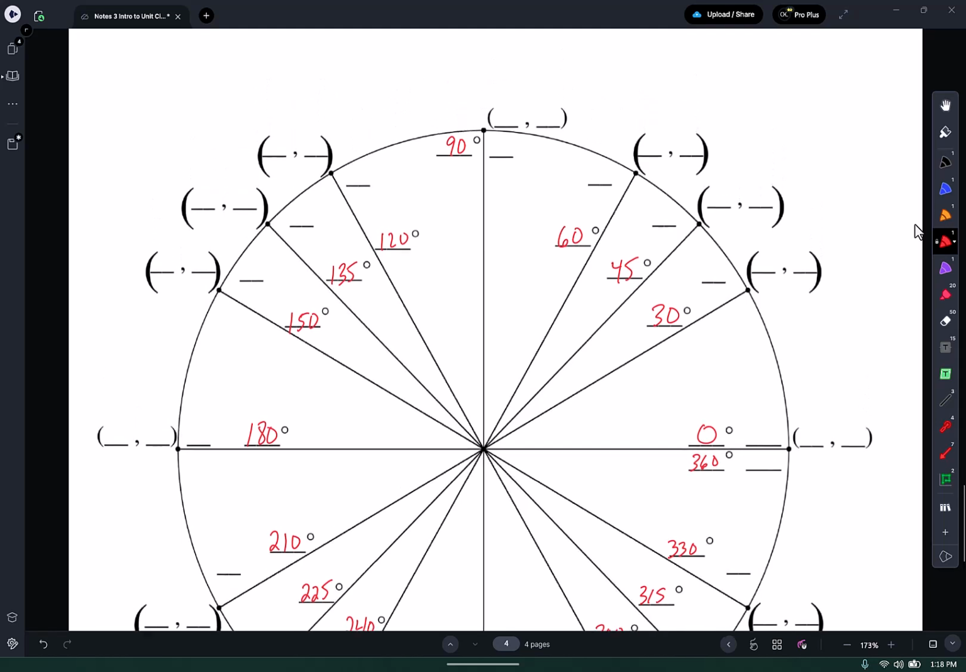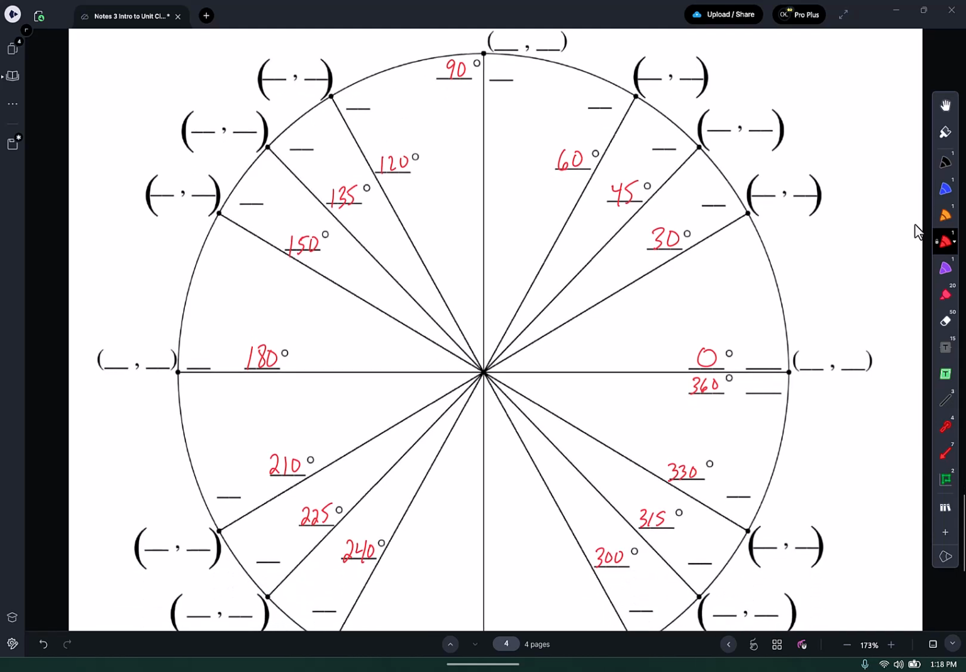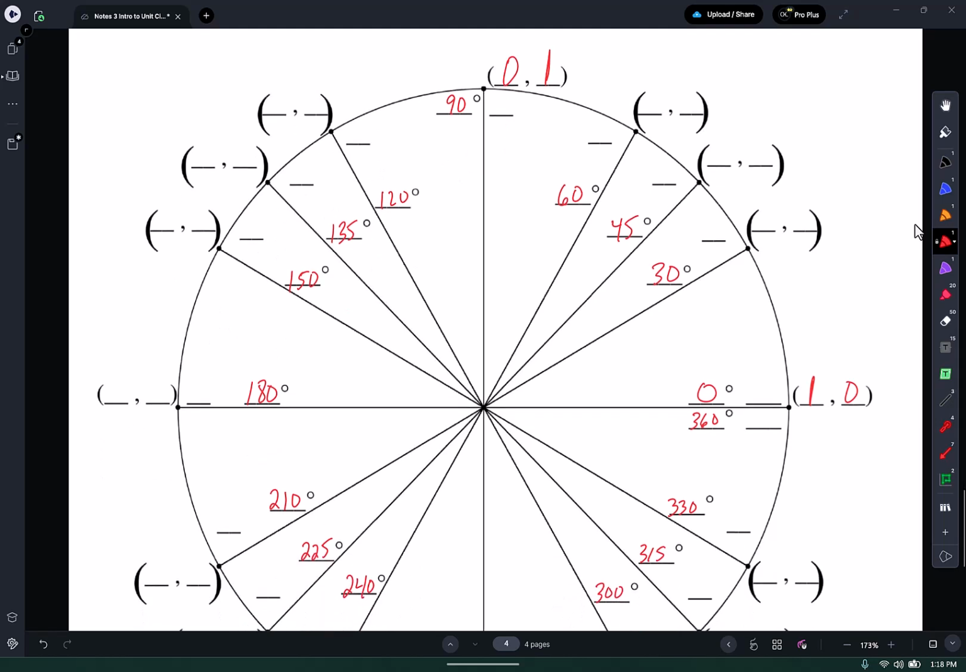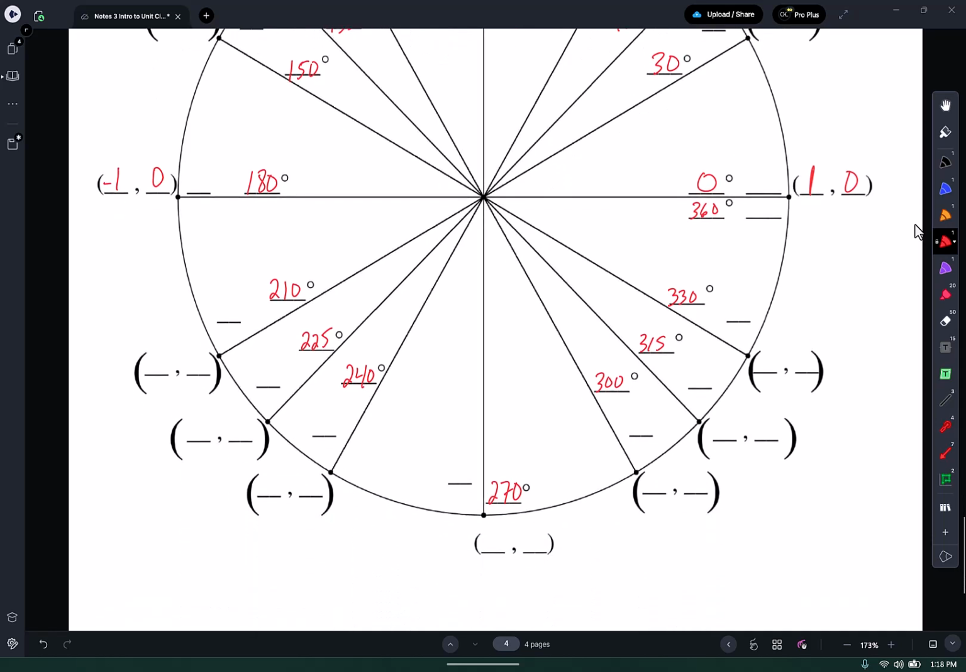All right, here we go. Let's fill in the coordinates, the ones that we know for a fact. What's the radius of this unit circle? So let's fill in those immediately. So this one's 1, 0, because that radius is just 1. The one at 90 degrees is 0, 1, that coordinate. The one at 180 degrees, -1, 0. The one at 270 degrees. Perfect. There it is, guys.